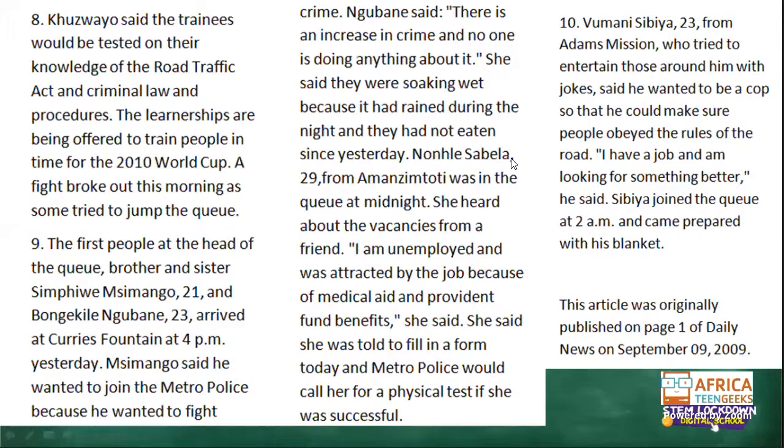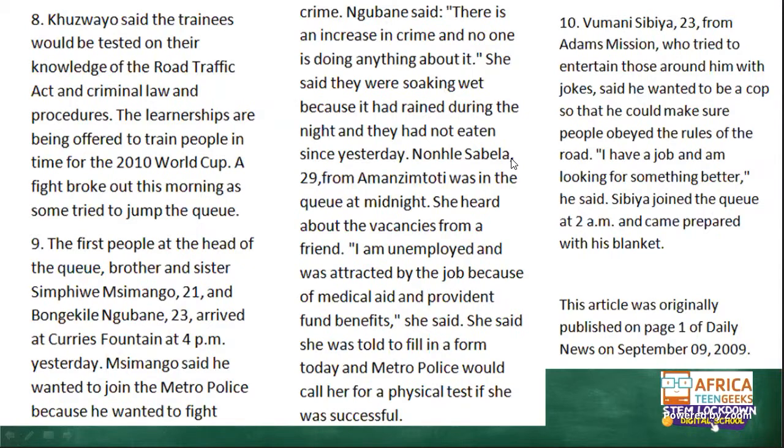So the first people at the head of the queue, brother and sister, Simpiwem Simangu, 21, and Bongekile Ngubani, 23, arrived at Curie's Fountain at 4 p.m. yesterday. Msimangu said he wanted to join the Metro Police because he wanted to fight crime. Ngubani said there is an increase in crime and no one is doing anything about it. She said they were soaking wet because it had rained during the night and they had not eaten since yesterday.